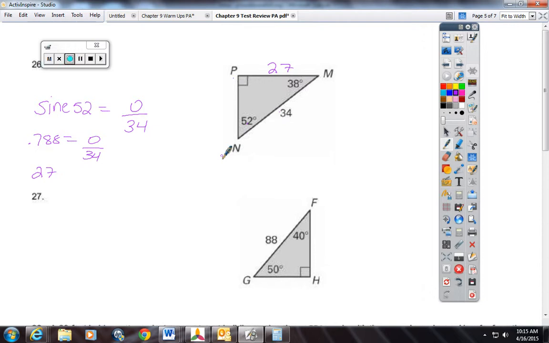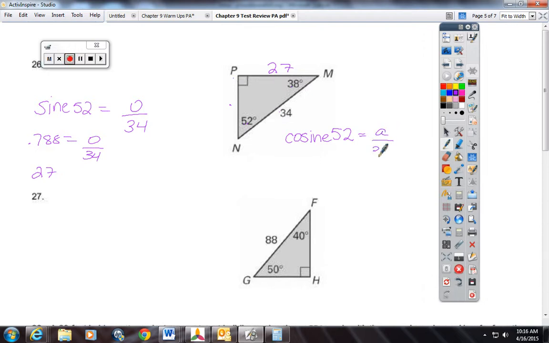Okay, so if I look at 38, well now I could do the adjacent over the hypotenuse. So I could do the cosine of 52, or I could do the sine of 38, right? Okay, so let's just use the cosine because we haven't used that one yet. So I'm going to look at 52, and I know that the cosine is the adjacent, which is what I'm trying to find, over the hypotenuse. So I can take the cosine of 52, and that equals the adjacent, which is what I'm trying to find, over the hypotenuse, which is 34.